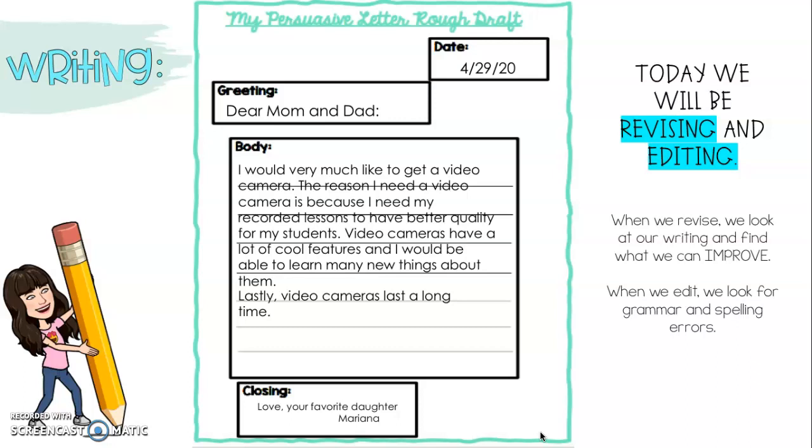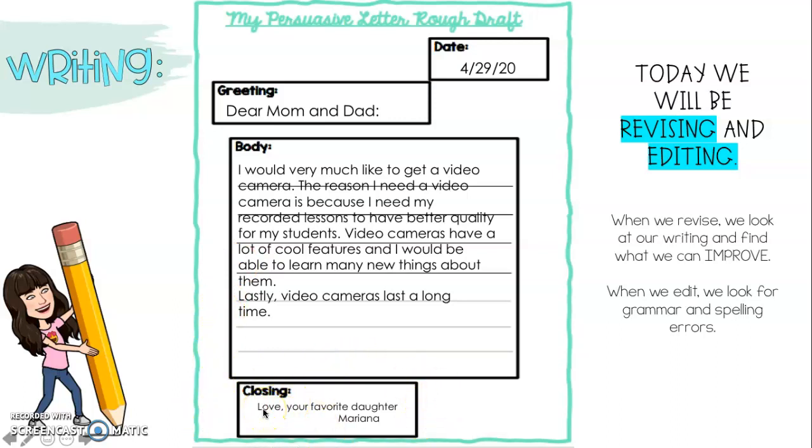This is the letter that I wrote to my mom and dad, asking them to buy me a video camera. I gave them the reasons why I think it's important that I have a video camera. I included the parts of my letter: the date, the greeting, the body that includes the reasons why I think I should have a video camera, and the closing.